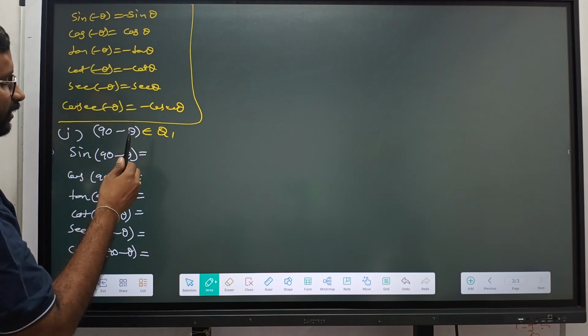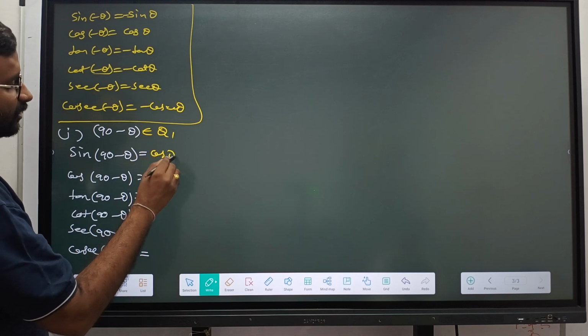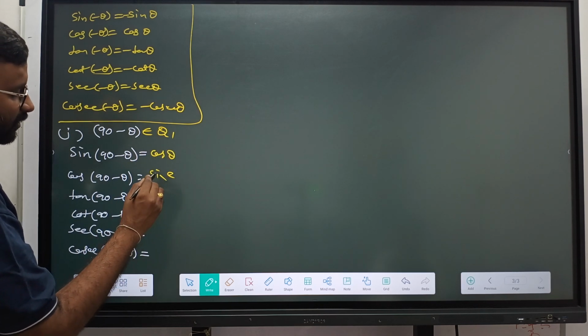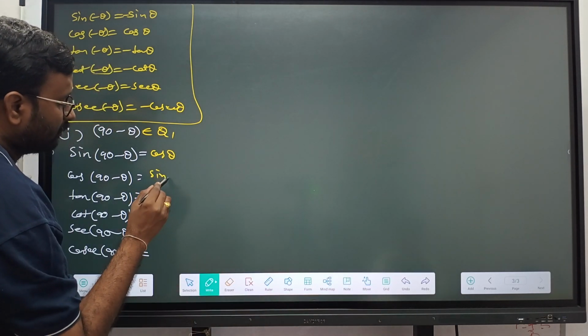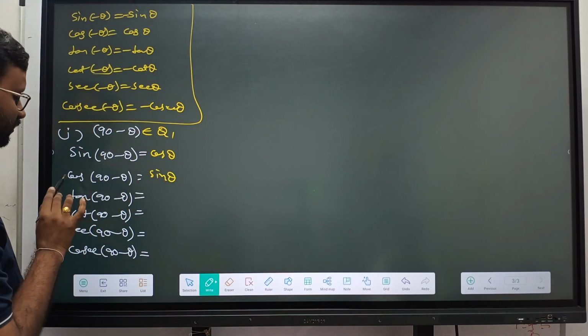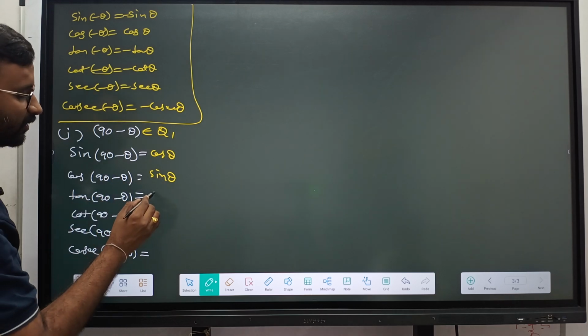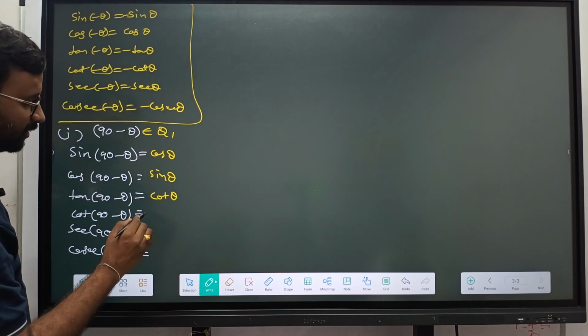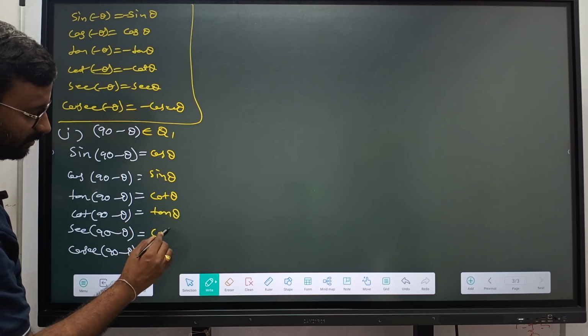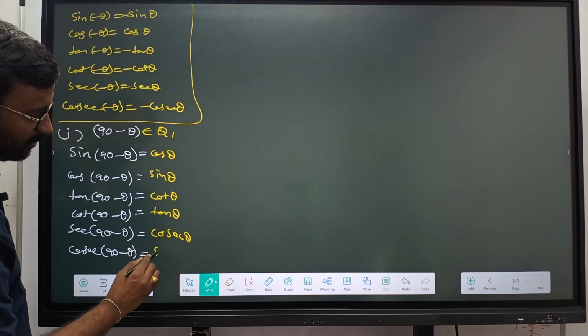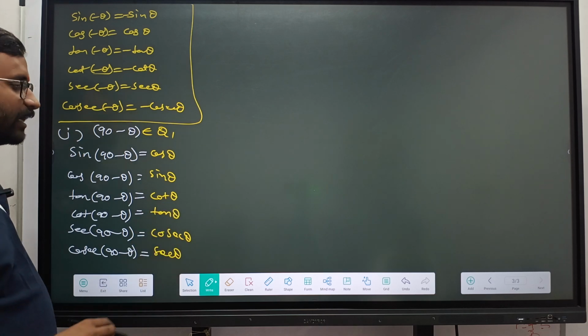So here you are getting what? Cos theta, sin theta. Sin 90 minus theta, cos 90 minus theta, sin theta. Tan 90 minus theta, what? Cot 90 minus theta, what? Tan theta. Secant 90 minus theta, cosecant theta. Cosecant 90 minus theta, secant theta. This is for 90 minus.